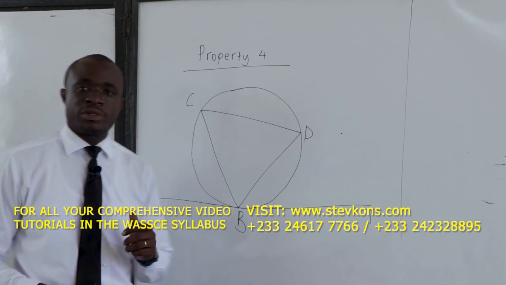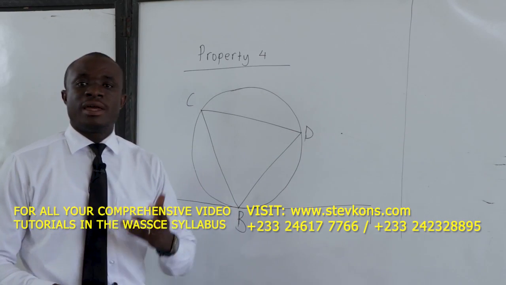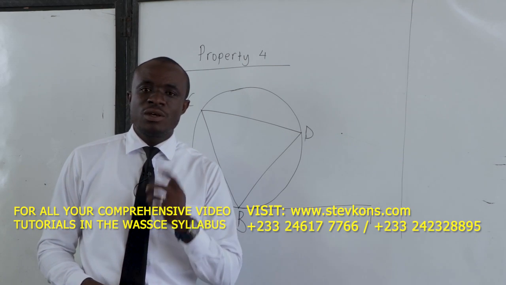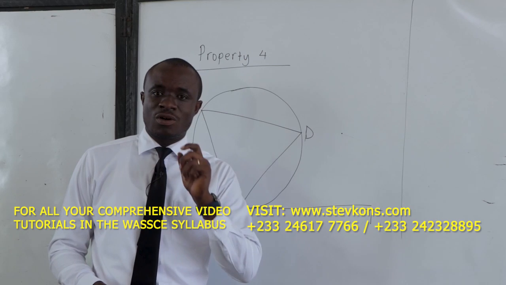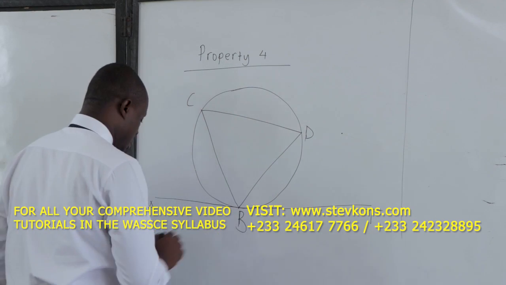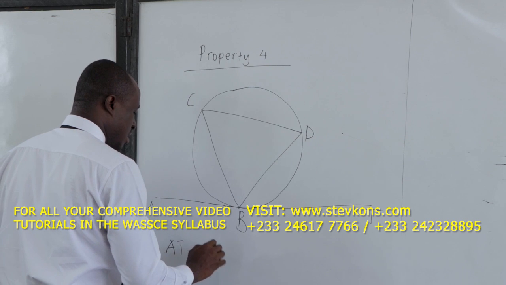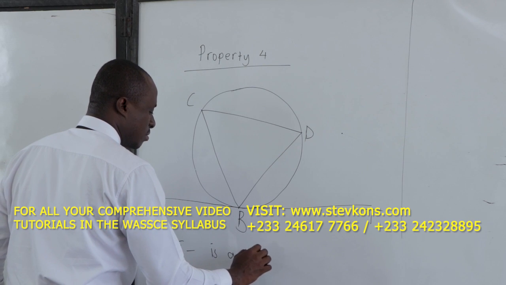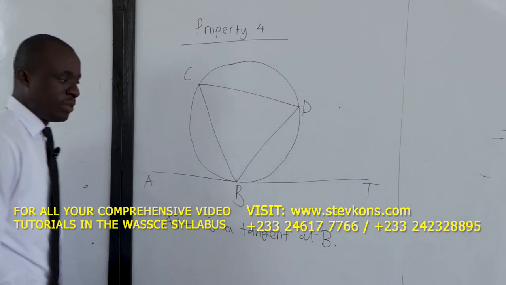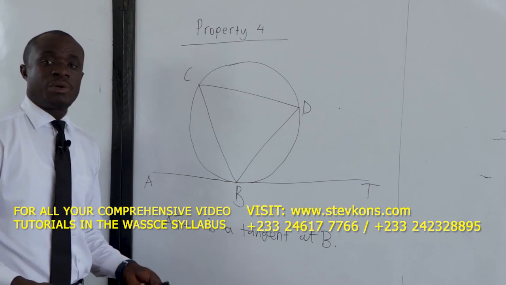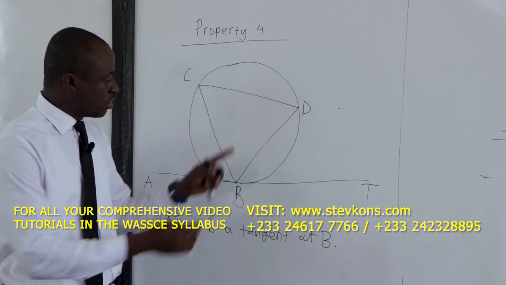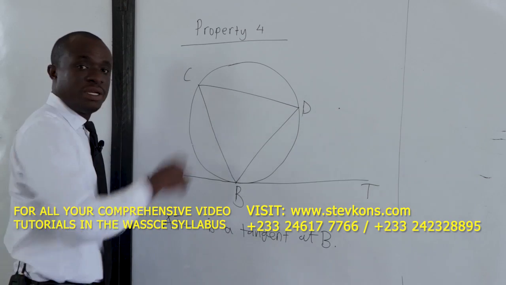Now let's look at property 4. Property 4 is saying that the angle a chord and a tangent make is equal to the angle the chord makes in the alternate segment. Now here, AT is a tangent at B. So what are we seeing? What is the property saying? The angle a chord, so we can say that BD is a chord.